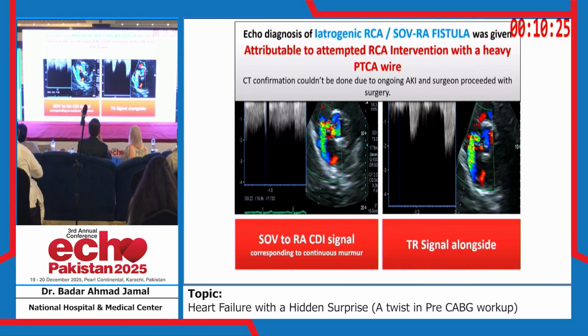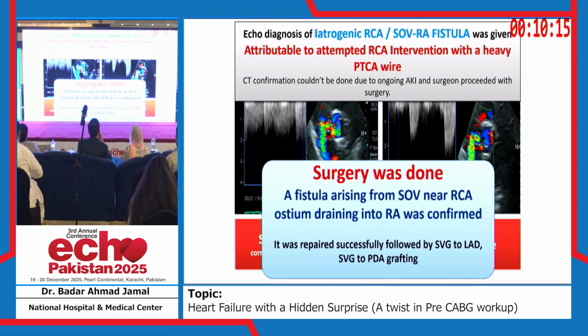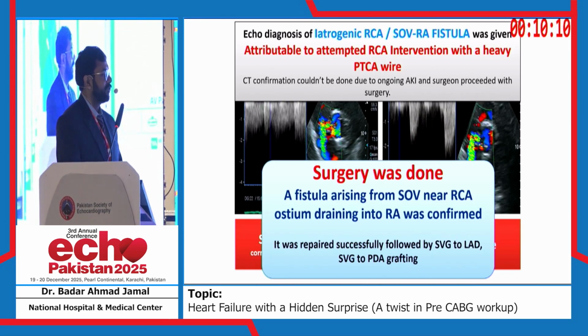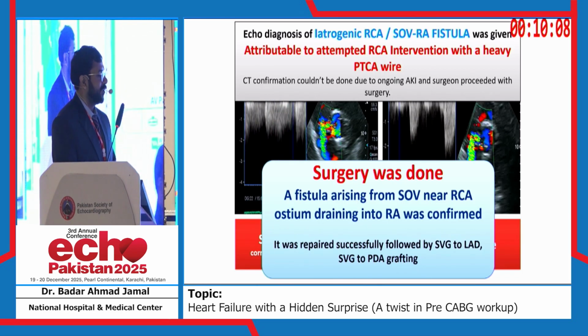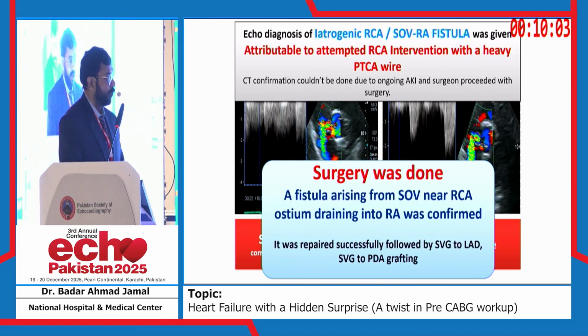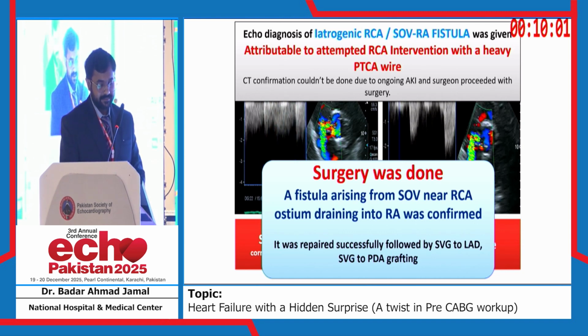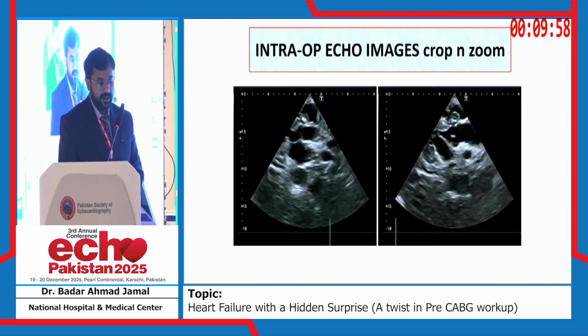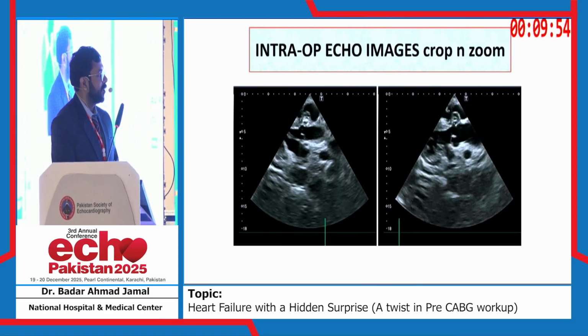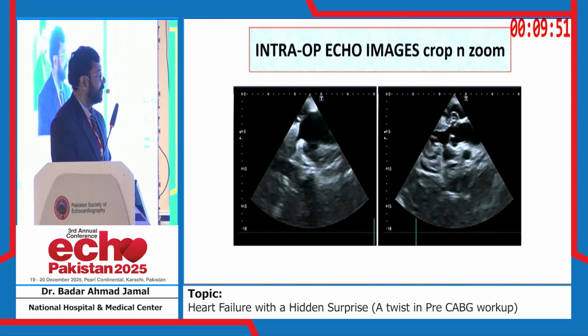CT confirmation could not be done because there was ongoing AKI, and after informed consent, the surgeon proceeded with surgery. Surgery was performed that showed and confirmed a fistula arising from the sinus of Valsalva near the RCA ostium that was draining into the right atrium. It was repaired, followed by grafting of the coronary vessels. Right after the repair was performed, to ensure the adequacy of repair, intraoperative echo images were taken.